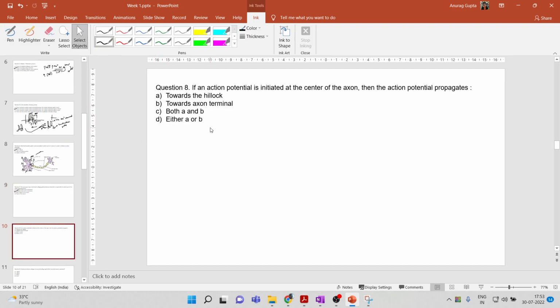Now the next question: if action potential is initiated at the center of the axon, then the action potential propagates A towards the hillock, B towards the axon terminal, C both A and B, D either A or B. Okay, so this is an interesting conceptual question. Let's see what the answer is. Again, I'll wait for 30 seconds. You can think what the answer is. It's a very interesting question.